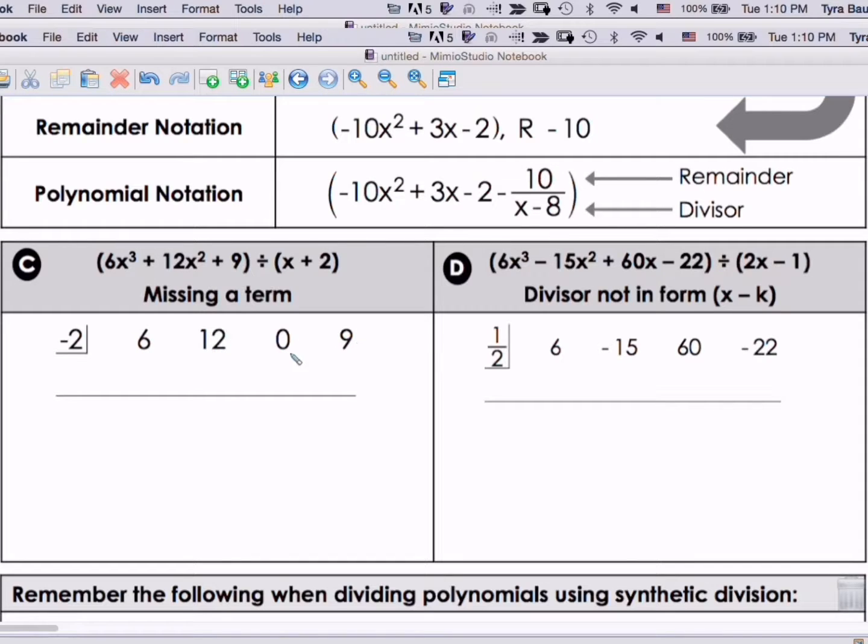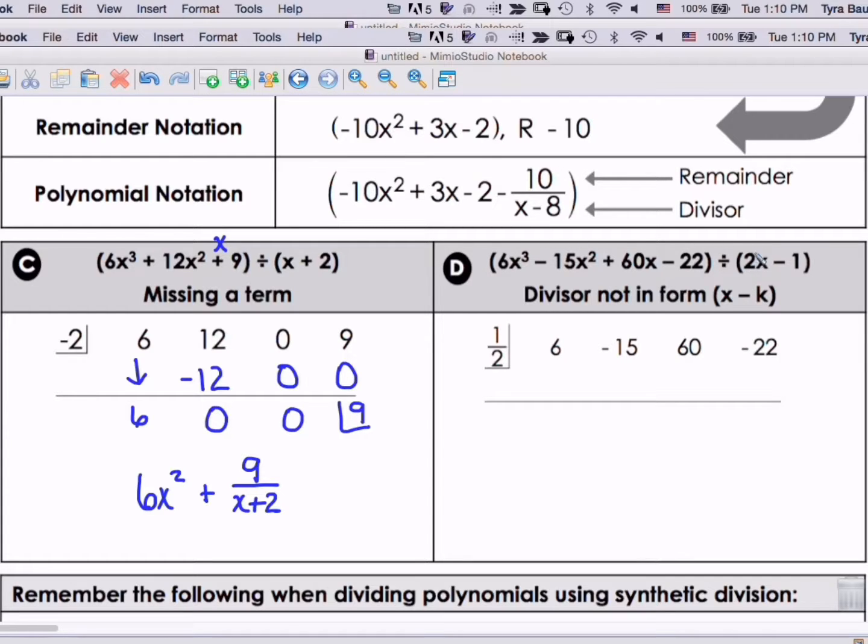It's already written out. We have 6, 12, 0, and 9. Why do we have a 0 here? Because this 6 goes here, and this 12 goes here, but I notice I'm missing an x term, so I must put a 0 in that place, just like we put a 0x in the place for long division. And now I can do my synthetic. I bring down my 6, I multiply, negative 12, I add, I get 0, 0 times negative 2 is 0, I add, I get 0, 0 times negative 2 is 0, I add, and I get 9. So I'm going to end up with one degree less, so I have 6x squared plus nothing, right? There's nothing here except for my remainder, which then goes over the divisor.